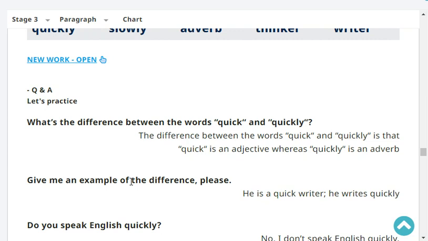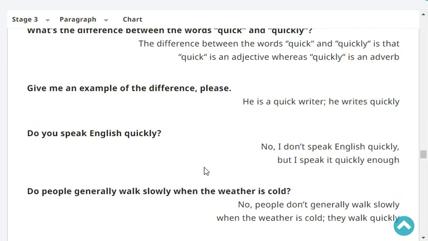He is a quick writer. He writes quickly. Very good. Do you speak English quickly?